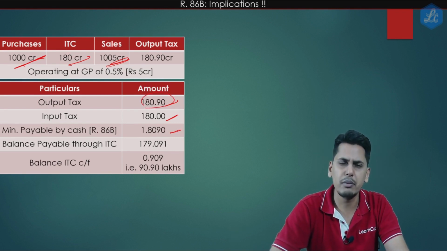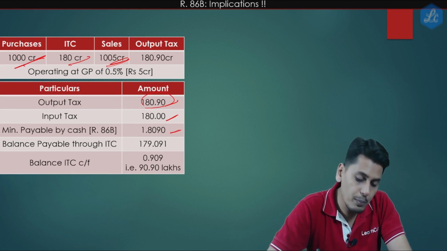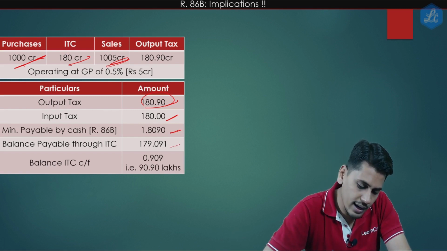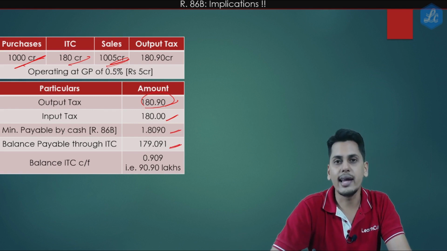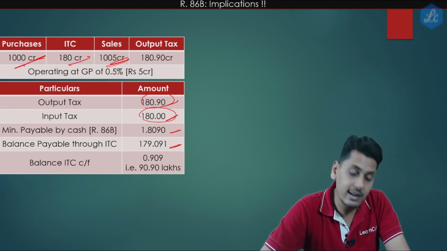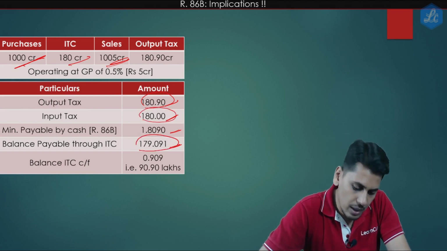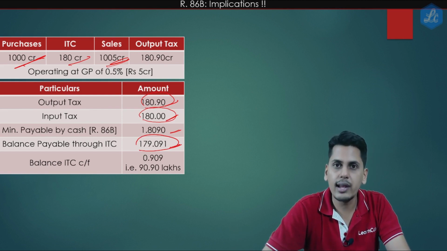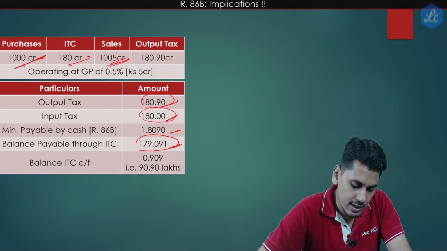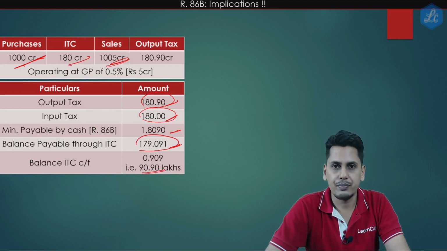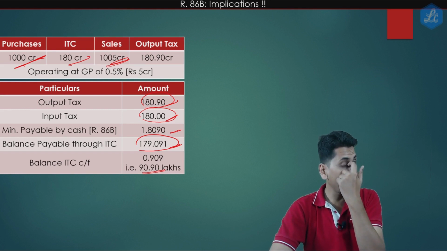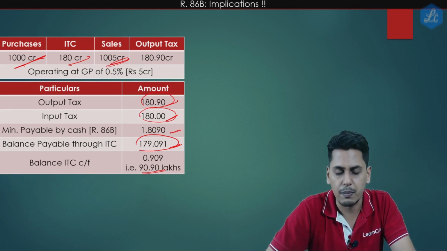180.90 is his output tax liability. Minimum 1% to be paid from cash, 1.8090. The balance amount he can pay through his electronic credit ledger, 179.091. He pays it from his credit ledger. So total balance available in his electronic credit ledger 180, utilized for the payment of output tax 179.091. So friends, balance input tax credit which is being carried forward is 90.90 lakhs. Balance input tax credit which is being carried forward is 90.90 lakhs because of Rule 86B.